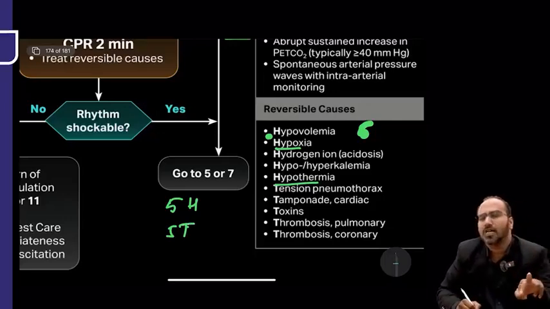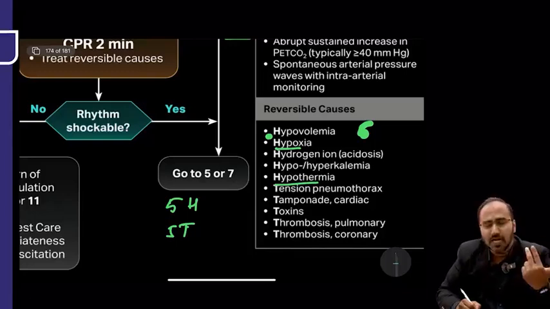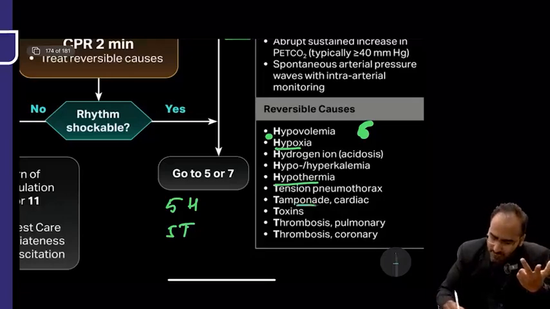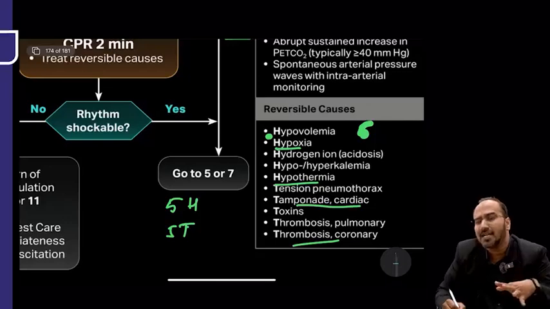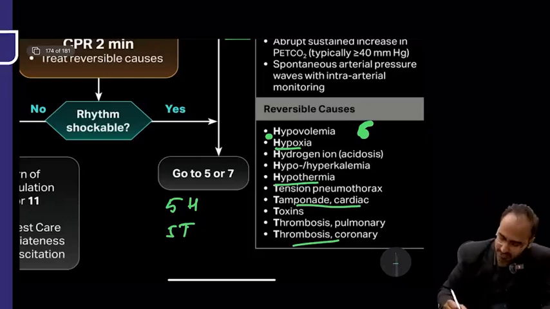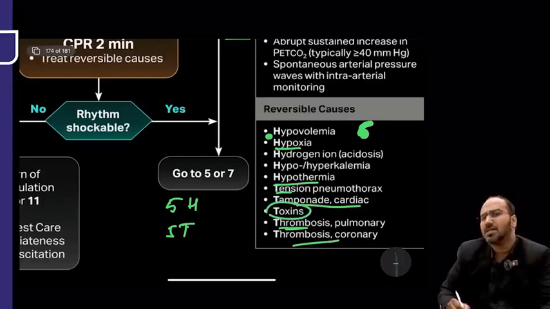2 T's are connected to the cardiac side, 2 T's are connected to the pulmonary side, and 1 T is for toxin. What are the 2 cardiac T's? Cardiac tamponade and coronary thrombosis. Whereas the 2 T's of the pulmonary circuit are pulmonary thromboembolism, as well as tension pneumothorax. And the last T is toxins, whether the patient is under the effect of some drugs or not.